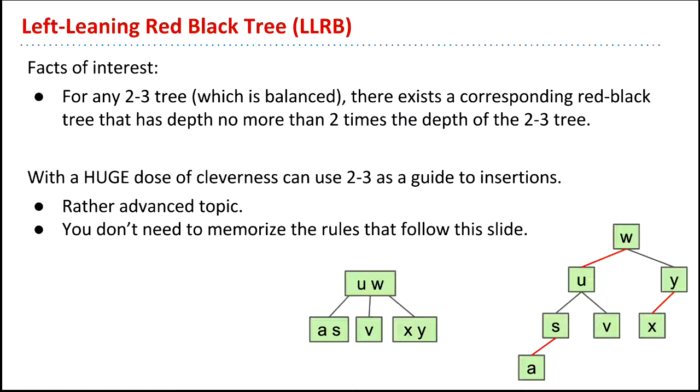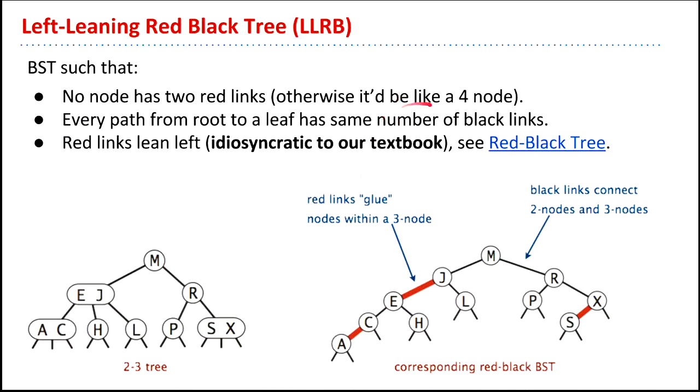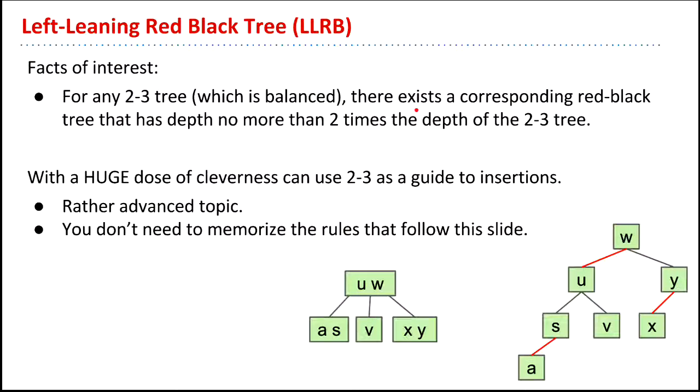Okay, so here are some facts of interest. It turns out that for any 2-3 tree, a data structure that's balanced, there exists a corresponding red-black tree that has depth of no more than 2 times the depth of the 2-3 tree. And with a huge dose of cleverness, let me back up. So the issue here is, how do we perform insertions, right? We talked about how to search for a key in a left-leaning red-black tree, but the question now becomes, how do we insert into a left-leaning red-black tree and still respect all the nice invariants here that promote balance in our left-leaning red-black tree, okay? So the answer is we're going to use the 2-3 tree as a guide toward performing insertions.